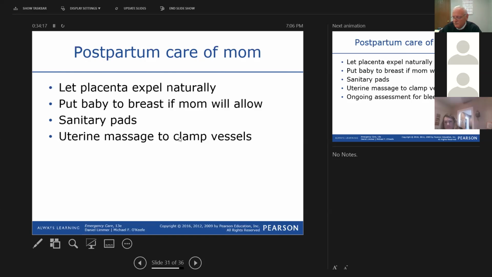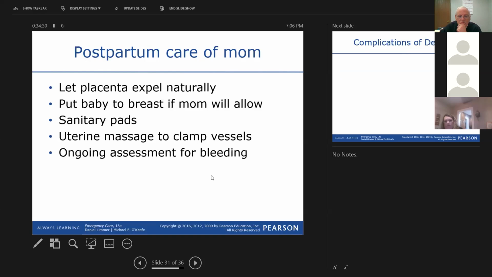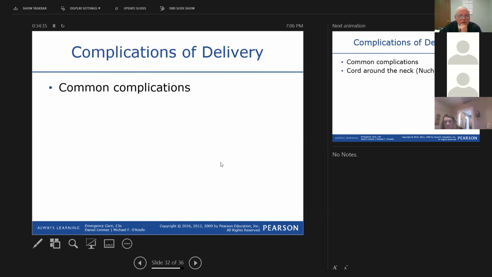And that's normal. And if the bleeding doesn't slow down, then you may have an issue. Maybe she retained part of that placenta in her uterus, so it's still hanging on by a thread for some reason, causing some bleeding, things like that. And then ongoing assessment, like any patient, but in this case for bleeding, okay?